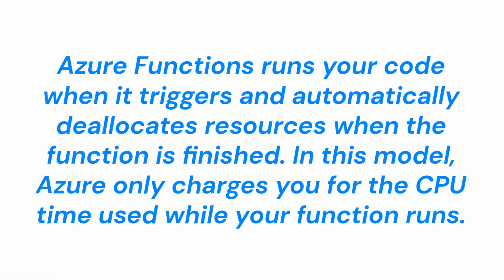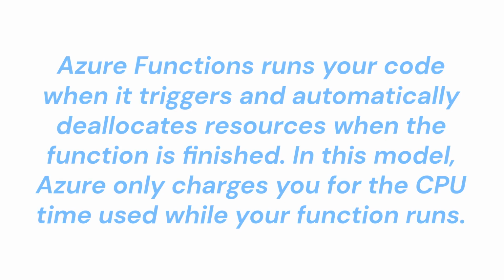Functions scale automatically based on demand, so they may be a good choice when demand is variable. Azure Functions runs your code when it triggers and automatically deallocates resources when the function is finished. In this model, Azure only charges you for the CPU time used while your function runs.